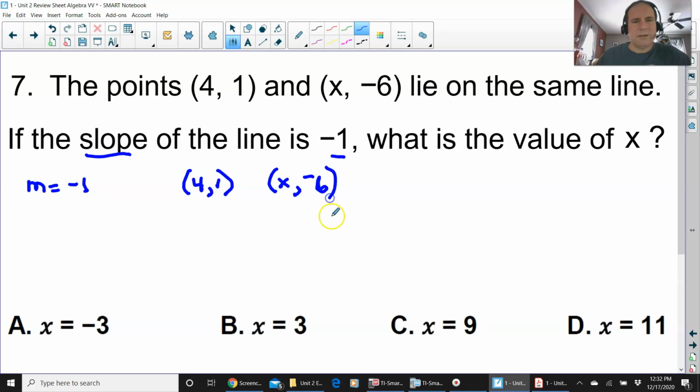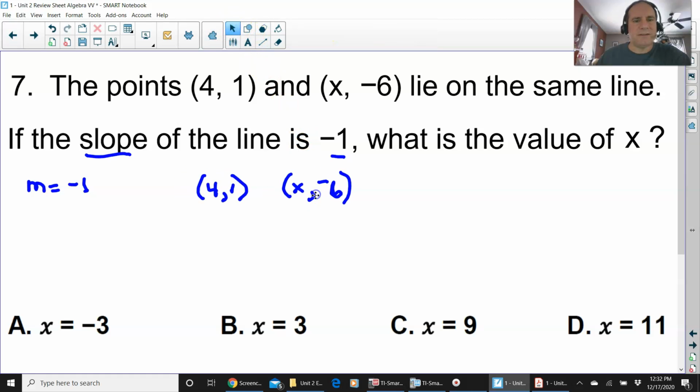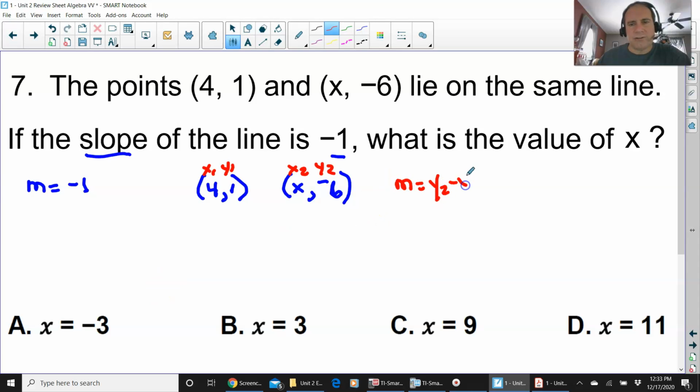So what you do when you are confused, you always substitute. Let's go ahead and substitute. Remember, this is your x1, this is your y1. This would be your x2, this is your y2. So let's go ahead and figure out what we're going to do. This is y2 minus y1 over x2 minus x1. And we're going to use that and substitute.